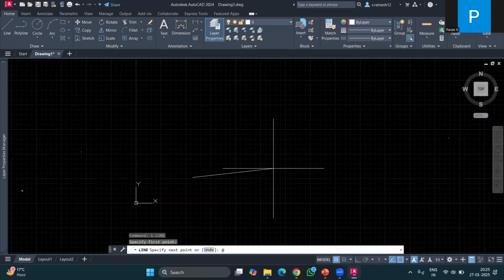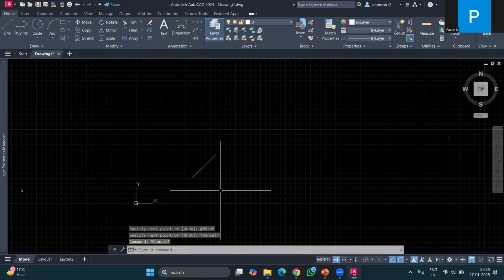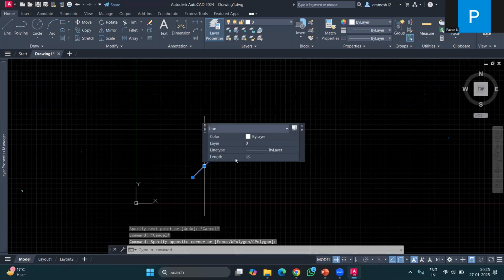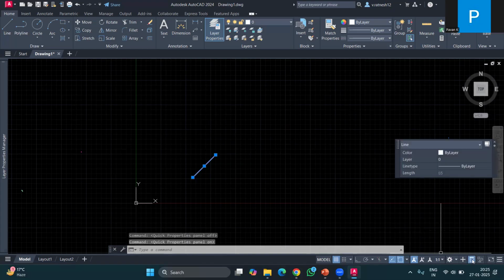So yeah, line, at the rate 55, less than 55. Okay, sorry, my bad. You have to use at the rate here also. But for the length, the distance of the line, use whatever you want. When you select this line, it will show you the length is 65. It is showing in the quick properties palette. It will show you if you turn it on from here. This one is quick properties.